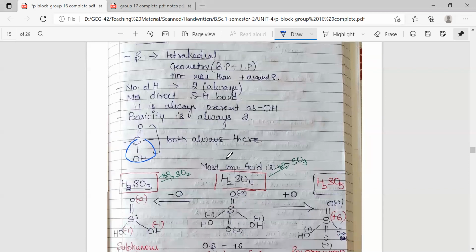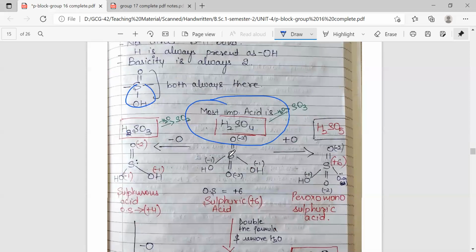So let's get started. The most important of the oxo acids of sulfur is sulfuric acid, the most important and most common one. We have been reading about sulfuric acid since our earlier classes. The formula can be easily memorized: H2SO4. We'll have sulfur in the center, 2 OH groups, and the remaining 2 oxygens will be bonded by double bonds each. This is the structure of sulfuric acid: 2 OH groups and 2 doubly bonded oxygens.